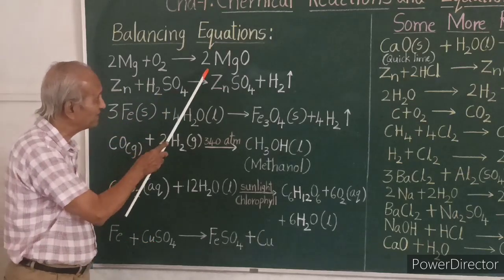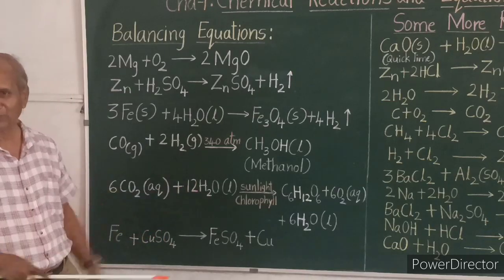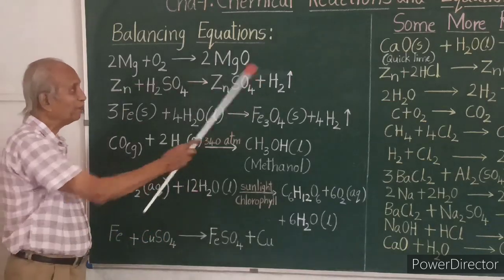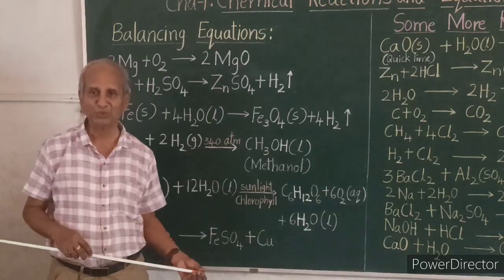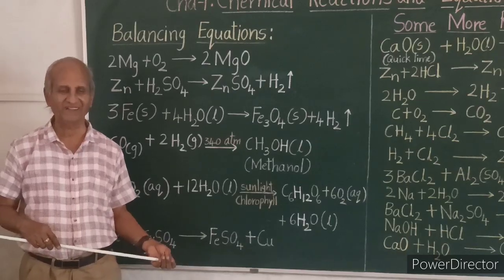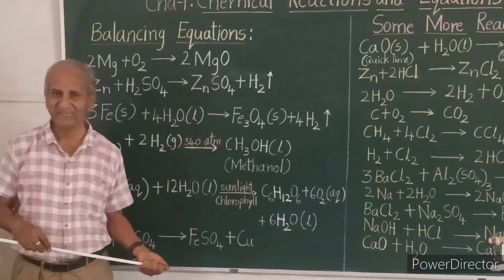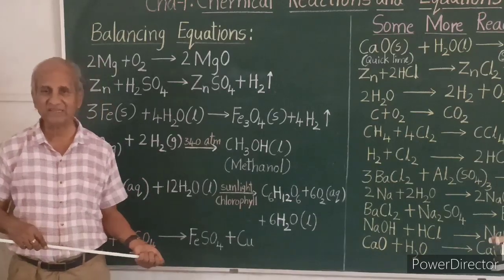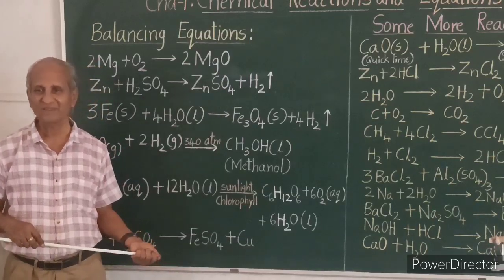We call such numbers coefficients. In mathematics you might have learned that. Okay, this is a balanced equation. So, as chemistry students, you ought to learn how to balance an equation. It is the right time. You are learning the basics of chemistry.